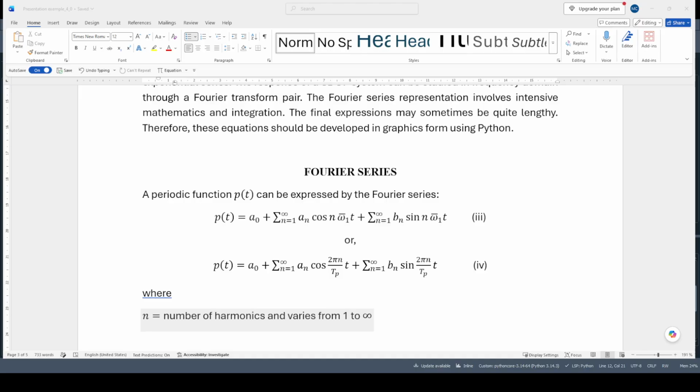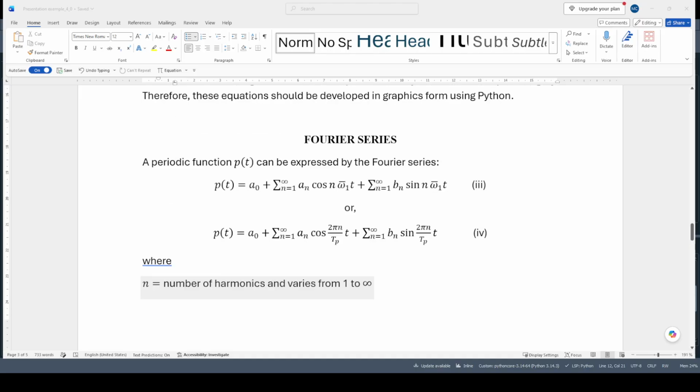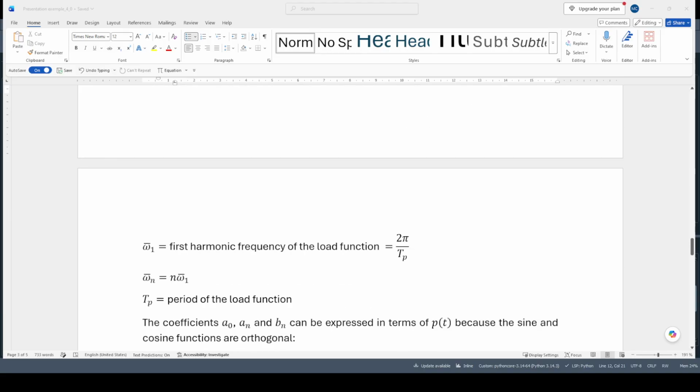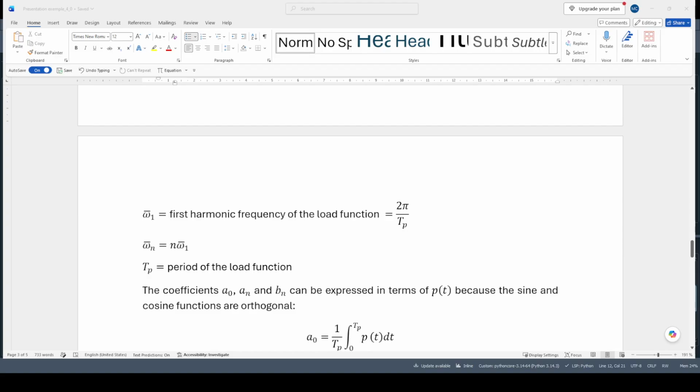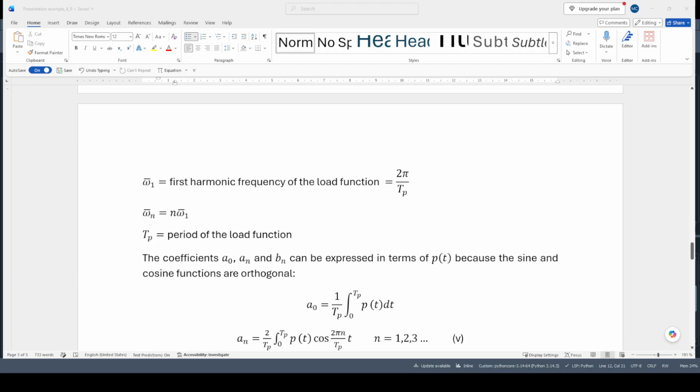P(t) equals a0 plus the summation from n equals 1 to infinity of an times cosine of n omega1 bar times t, plus the summation from n equals 1 to infinity of bn times sine of n omega1 bar times t, or in an equivalent way in this equation 4, where n is the number of the harmonic and goes to infinity. Omega1 bar is the first harmonic frequency of the load function, equal to 2π divided by the period of the load function Tp. Omega n bar is equal to n times omega1 bar. Tp is the period of the load function.